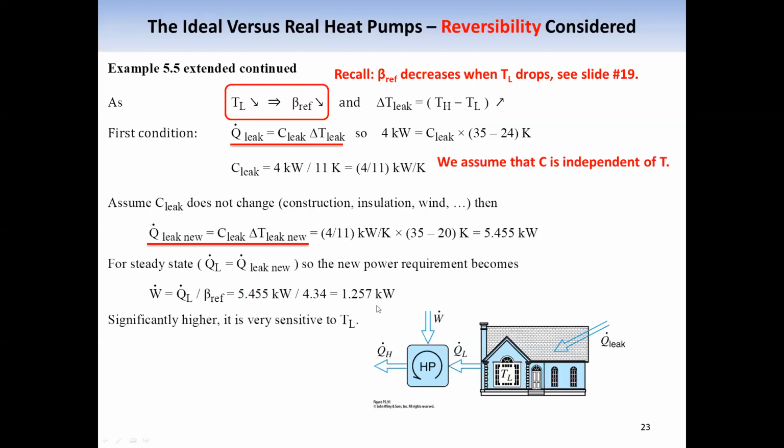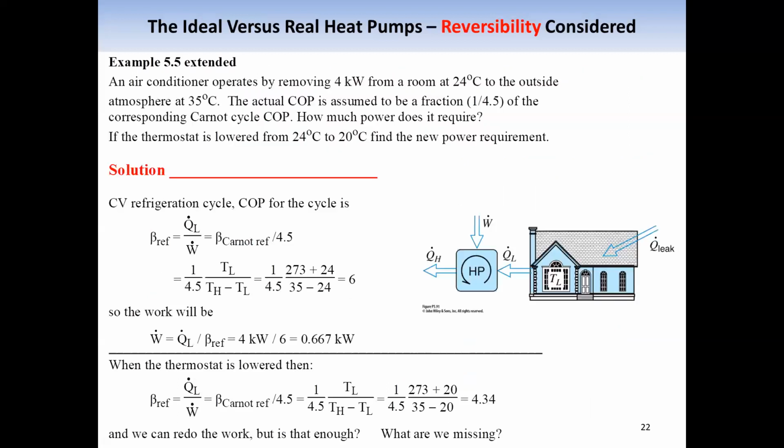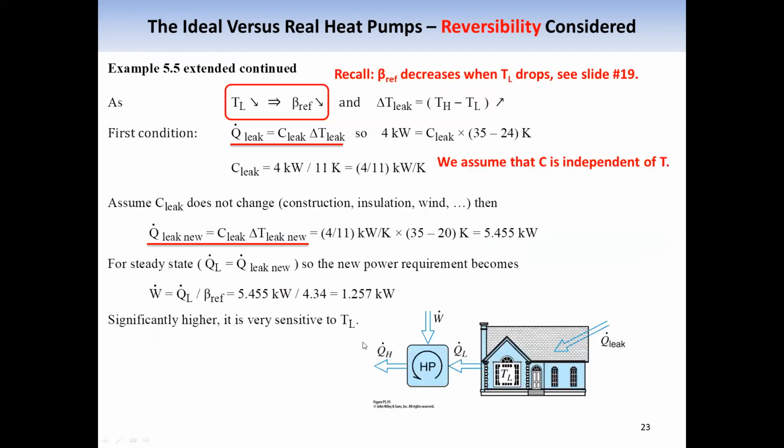Notice the final answer for this irreversible heat pump is 1.25 kilowatts, compared with what we obtained in the last example. The number is 0.667. This number doubles the number. That means our electrical bill doubles. This concludes this segment of my lecture.